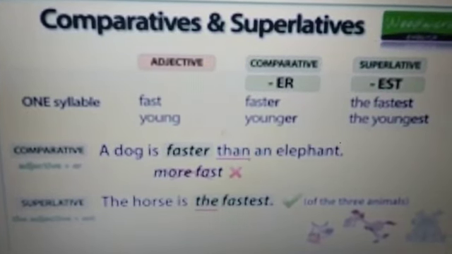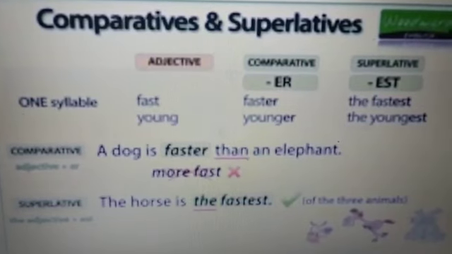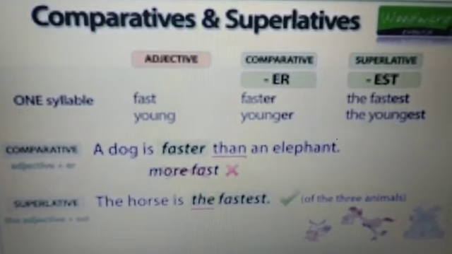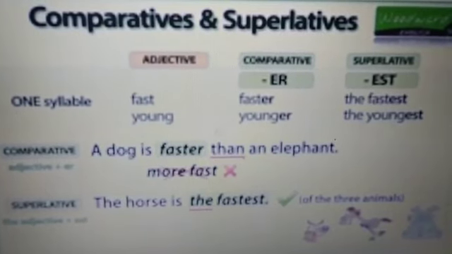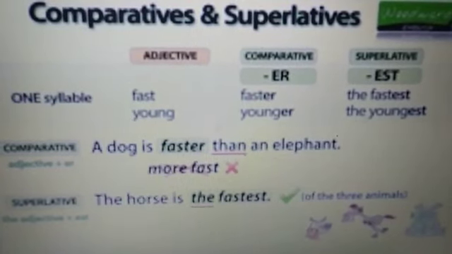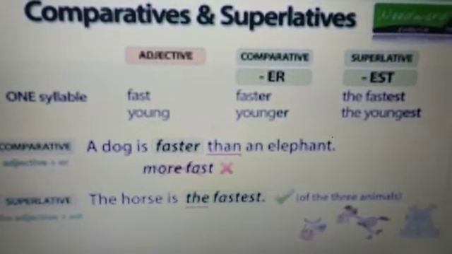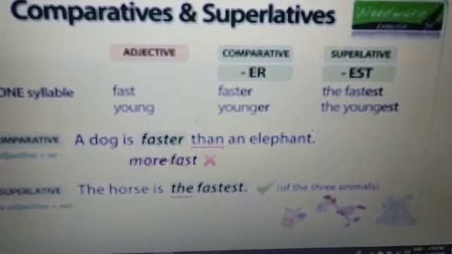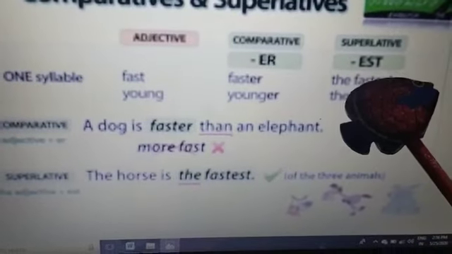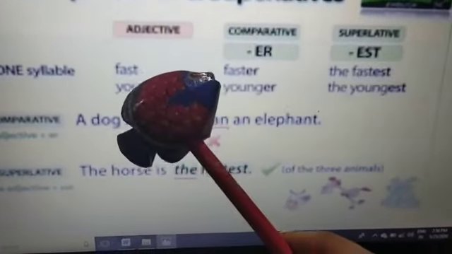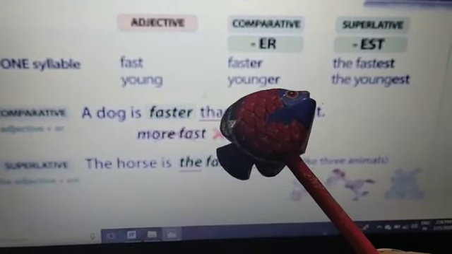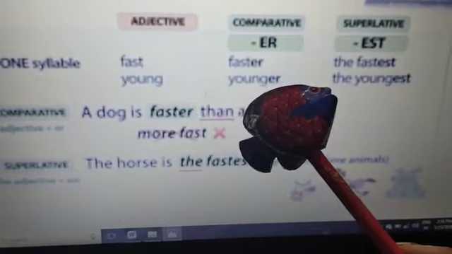Comparative and superlatives. One syllable. What is one syllable? That is the sound of the vowel. If we are not breaking it, like fast, young. With this type of one syllable, we always add ER in a comparative degree and EST in a superlative degree. Here you see, fast we have added ER, faster. Young we have added ER, younger.